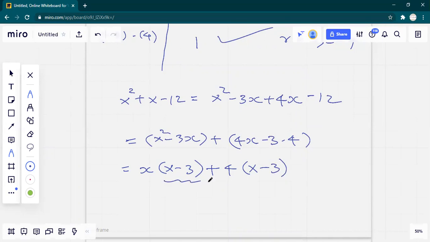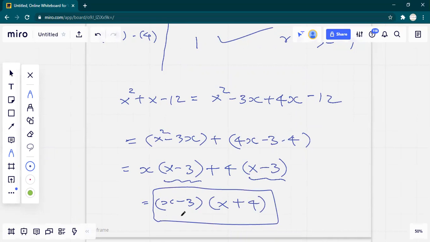Okay, now we can factor x minus 3. So x minus 3 factored, remaining term here is x, remaining term here is plus 4. This is the factorization of x squared plus x minus 12.